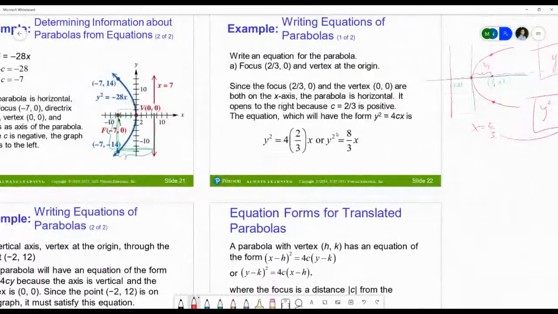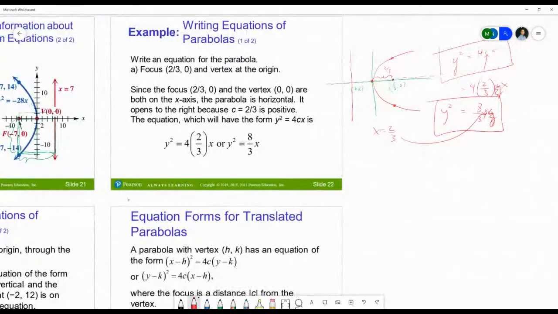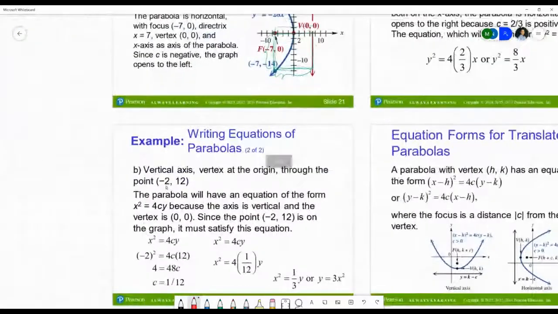One of those. Okay, so here we go. We got y squared equal 8/3 x. All right, let's try another one.